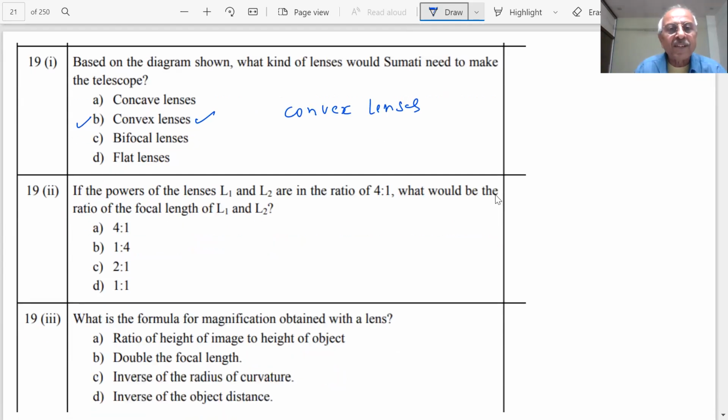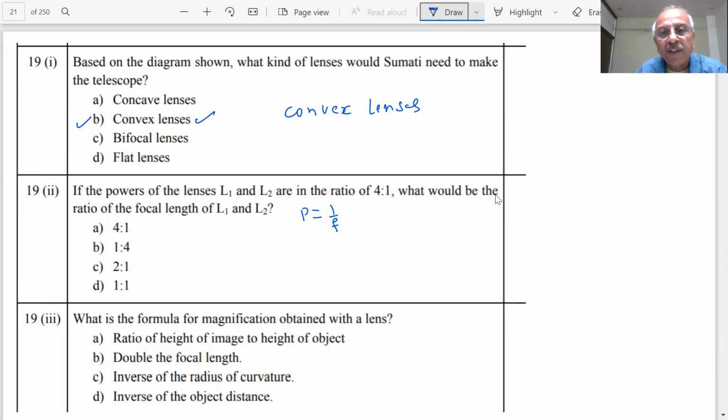If the powers of the lenses L1 and L2 are in the ratio 4:1, what will be the ratio of the focal lengths? Students, you already know the formula for a lens. The power of a lens is inversely proportional to the focal length. Power is equal to 1 by f.